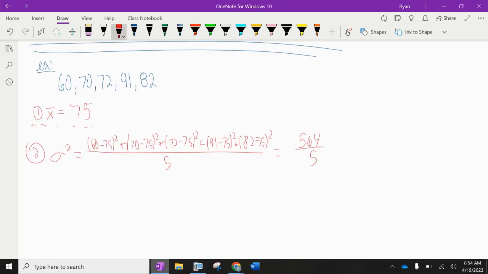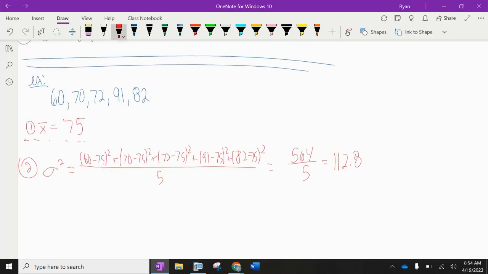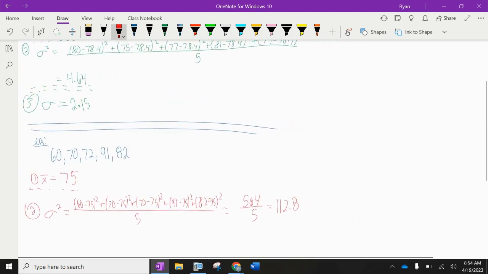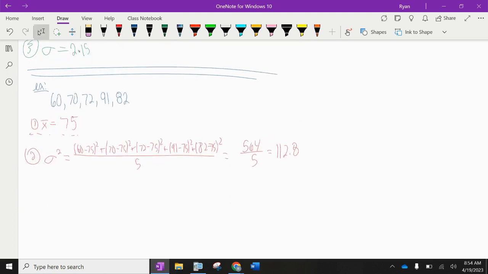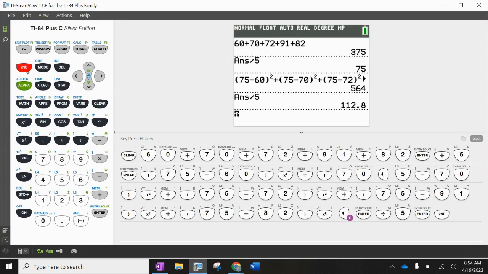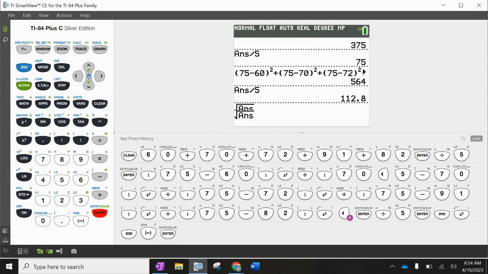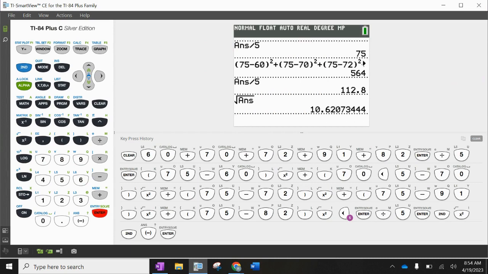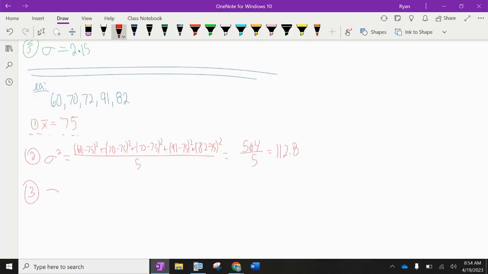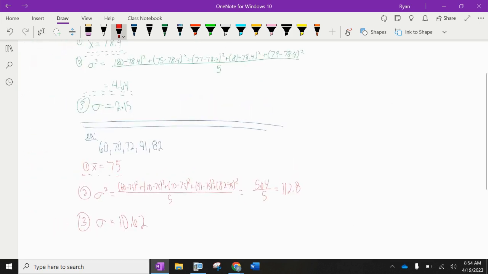The variance is 112.8, which, when I compare it to the last one, is very different, right? The variance the last time was only 4.64. This variance is huge. The variance is one more step to our answer. Now we're going to take the square root of that answer, square root of 112.8, and we get 10.62. So the standard deviation for this one is 10.62.